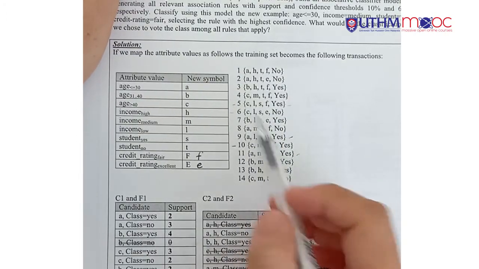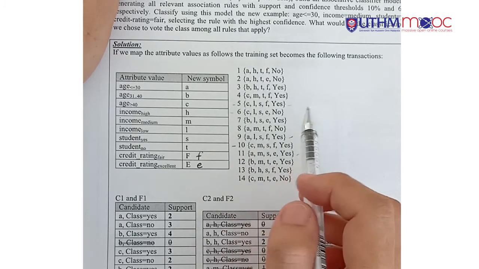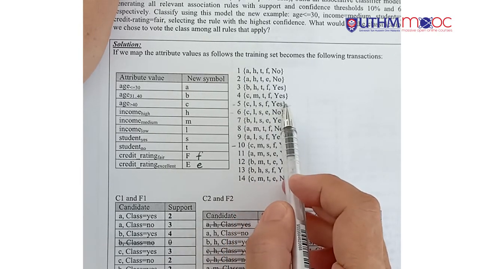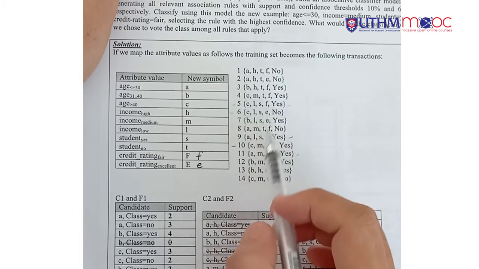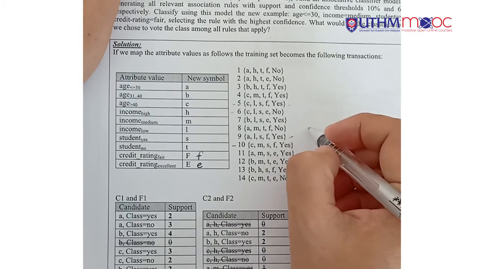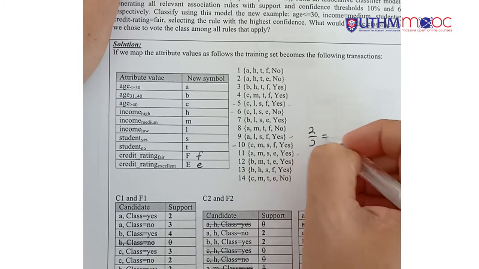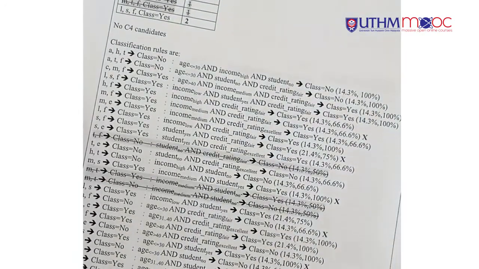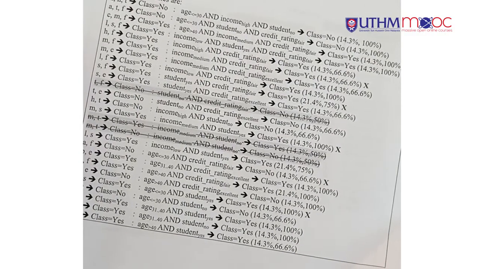However, between these 3, only 2 lead to yes. CS, yes, and this one we have CS, no, and then we have CS, yes. So basically, the confidence is 2 over 3, which is 66%. So that is what we have here.